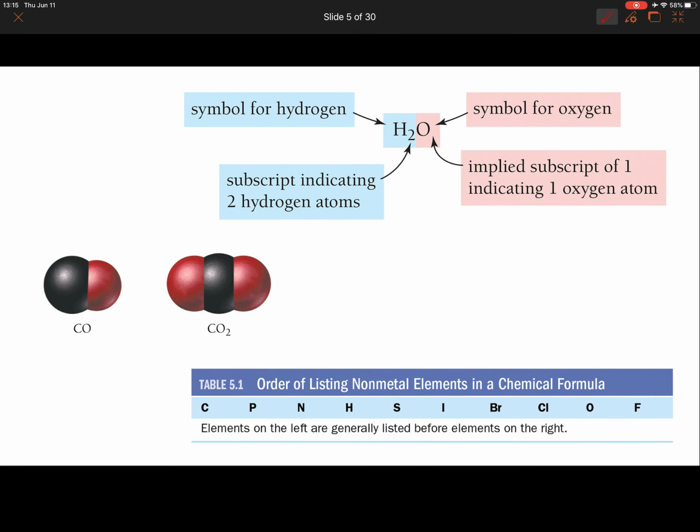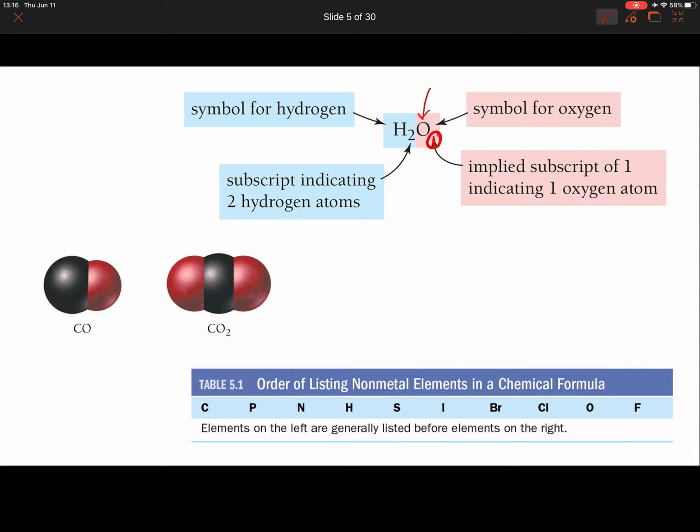Now let's talk a little bit about how we show formulas. By convention, whenever there's a single atom, we don't show a subscript of 1, meaning that we're not going to come in here where the oxygen is and put a little 1 because there's one O. It just implies that there's a 1 there. I mean, you can see the O.